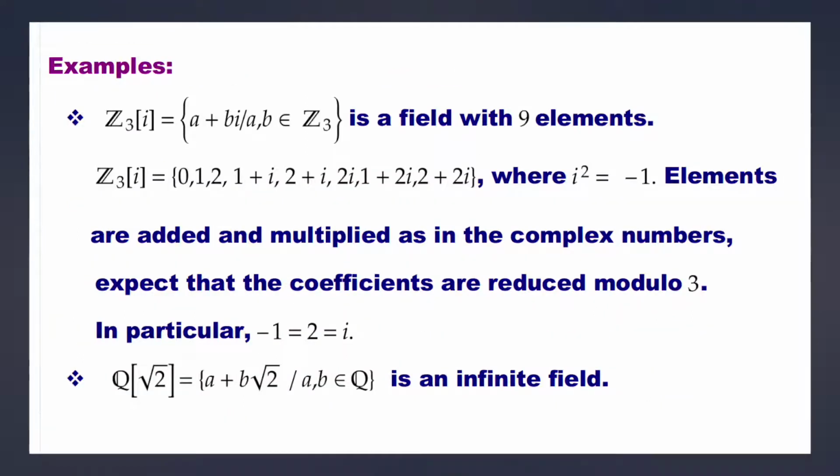Let us see some examples. Z3[i] is the set of all a + bi such that a, b belong to Z3. It is a field with 9 elements. Z3[i] will consist of 0, 1, 2, 1 + i, 2 + i, 2i, 1 + 2i and 2 + 2i, where i² is equal to -1. Elements are added and multiplied as in the complex numbers, except that the coefficients are reduced modulo 3. In particular, -1 is equal to 2.